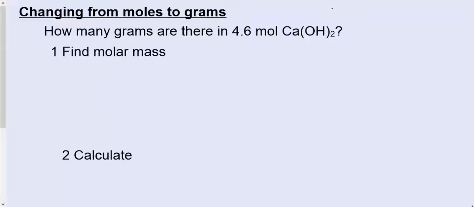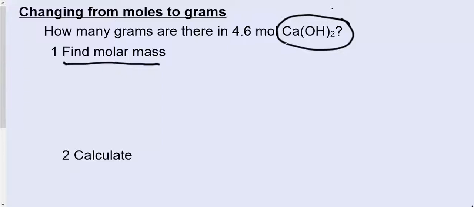Sample problem. How many grams are there in 4.6 moles of calcium hydroxide? The first task is to find the molar mass. In other words, I need to know how many grams there are in 1 mole of calcium hydroxide. By definition, molar mass is the mass of 1 mole. To find this information, we look at the periodic table and the formula.